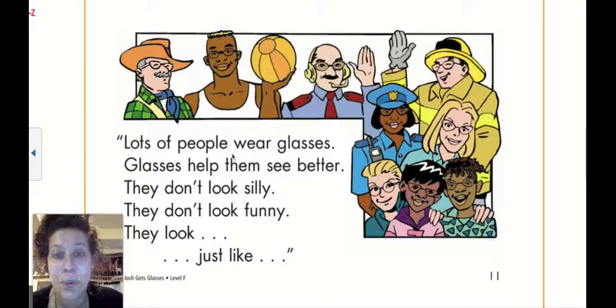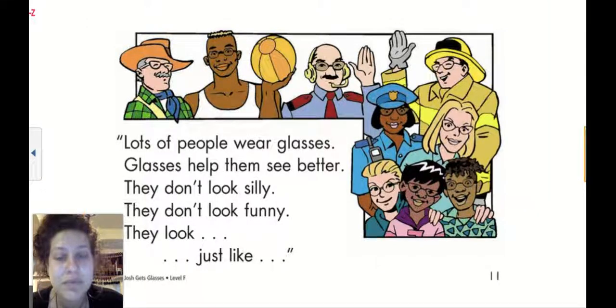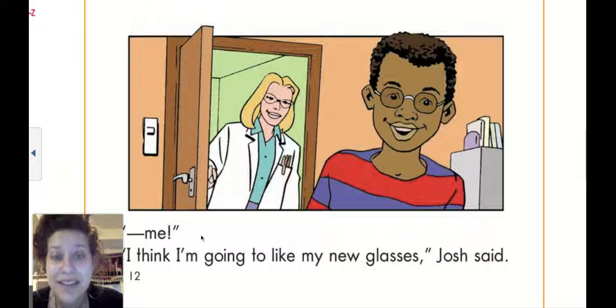Lots of people wear glasses. Glasses help them see better. They don't look silly. They don't look funny. They look just like me. I think I'm going to like my new glasses, Josh said.